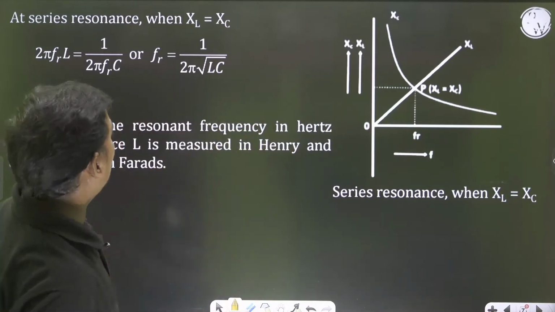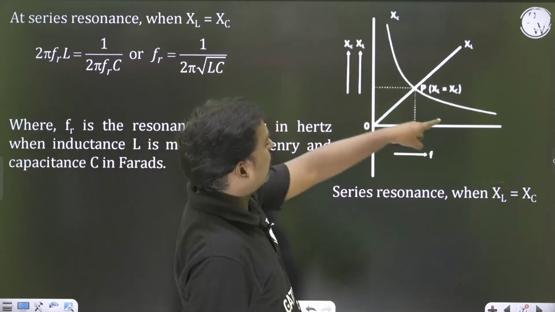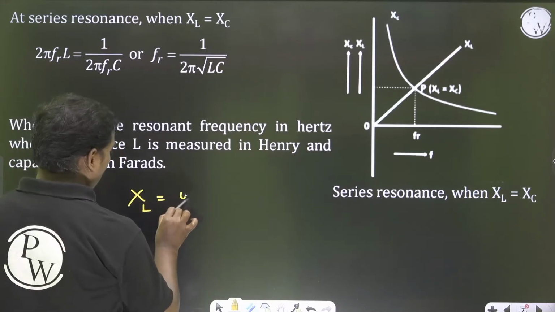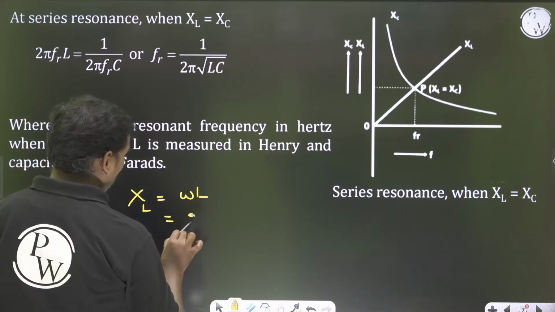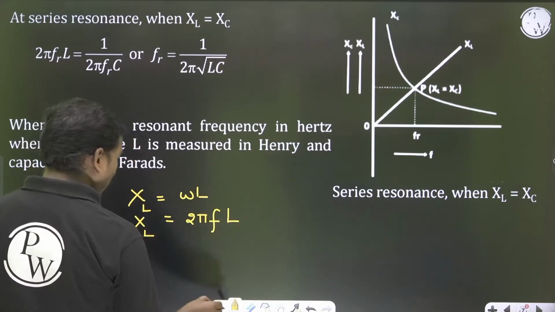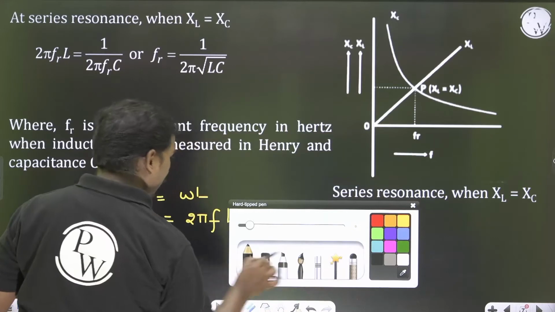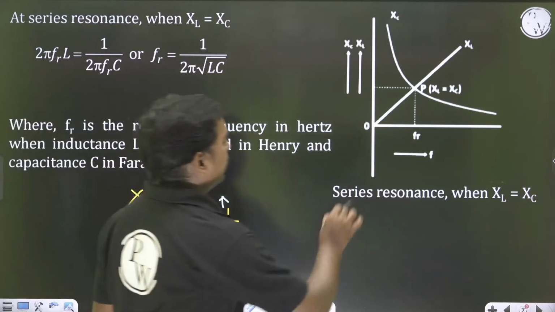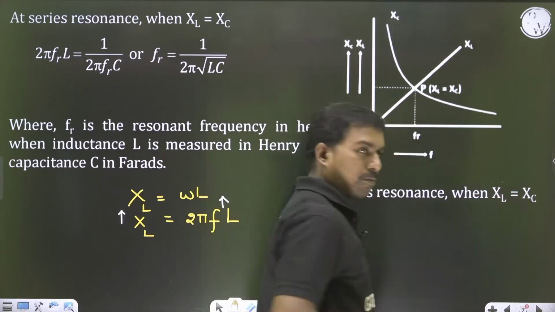So if you see this particular circuit, XL and XC. XL means omega L, that means 2 pi fL. So as the frequency is increasing, XL also increases like this. So this is the way XL is increasing.